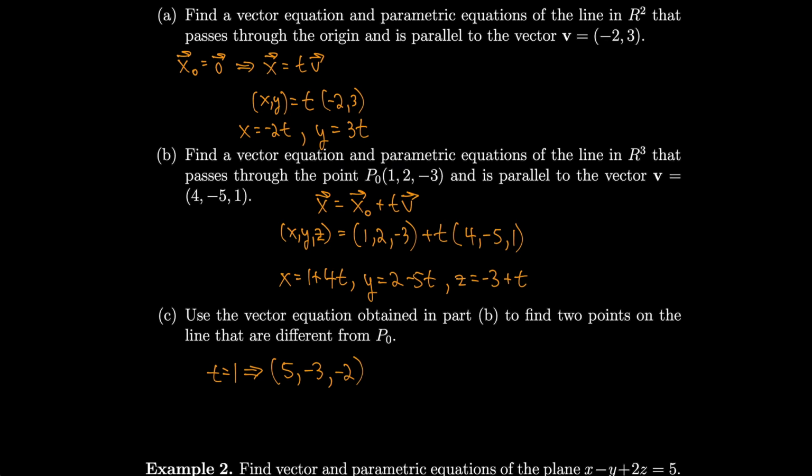To get another point, I could just plug in minus 1, and I would get (-3, 7, -4) for another point.